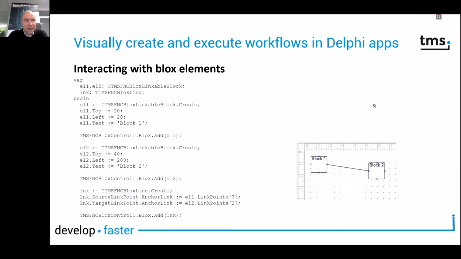In the first part, you have seen that I did all the manipulations with the blocks control, with the selector, and inserting these all via the user interface. Note that everything you do via the user interface is also possible in a programmable way. Here is a code snippet that shows how you can create, insert and link with a line 2 blocks on the blocks control. We create here the TMS FNC blocks linkable block, and we create 2 instances of these.